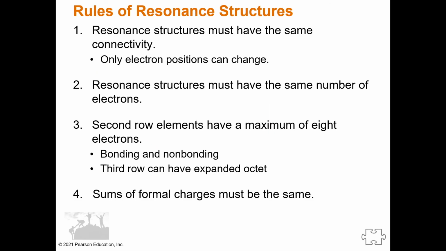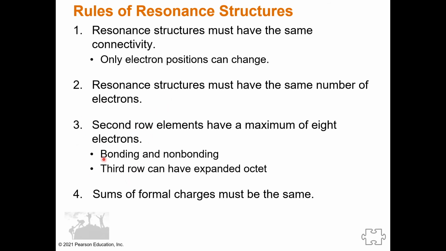So there are some rules that you have to keep in mind when drawing out resonance structures. Like I mentioned before, the structures have to have the same connectivity. So you can't change out the central atom when you're drawing out resonance structures. It's only the electron positions that can change. The first step in drawing out Lewis structures involves you counting the number of electrons you would need to draw out the structure. Well, resonance structures would use the same number of electrons.